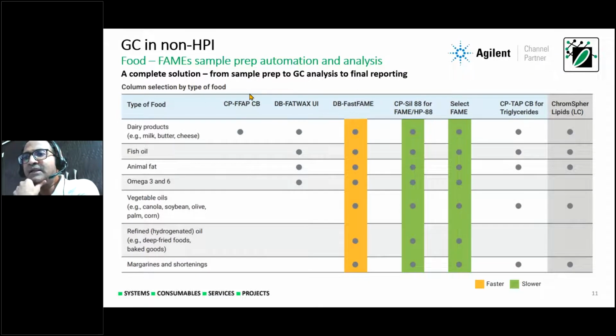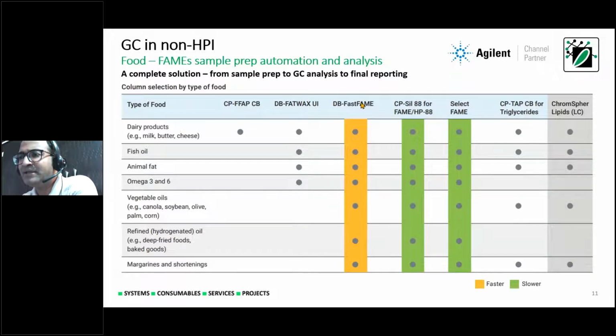We can look at the analysis with the type of food as well. So as you can see, for the dietary products, the fish oil, the animal fat, if one wants to select the column not based on the fatty acid type, but based on the food type, Agilent actually gives you the suggestions.